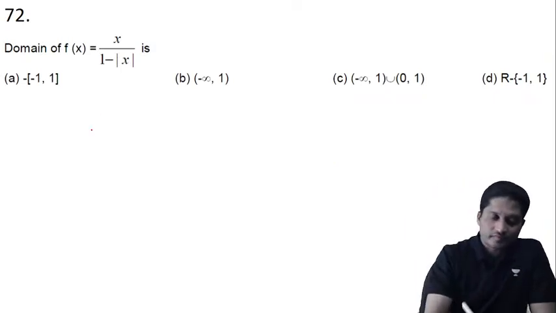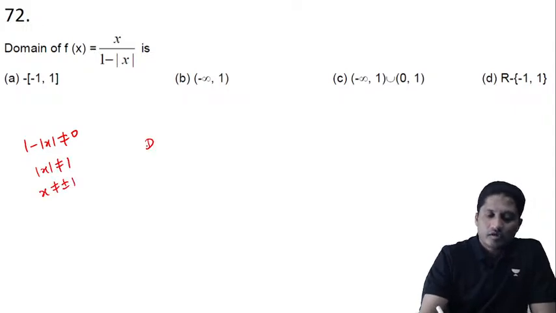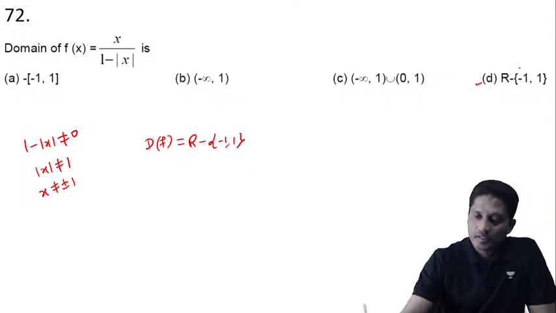Domain of f: 1 minus mod x should not be 0, right? Mod x should not be equal to 1. This means that x should not be equal to plus minus 1. Domain of f is equal to any real number except minus 1 and plus 1. Answer is option D.